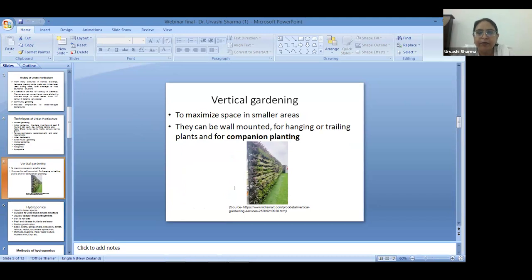Companion planting is a very good way of controlling pests and diseases in the plants. It is one of the organic methods. So in companion planting, suppose we grow tomatoes, which could be grown in these tiers. Along with the tomatoes, if basil is planted, then the tomatoes will get the least infection, because the smell of the basil plants will deter the pests and disease causing organisms. So companion planting is becoming very popular these days.